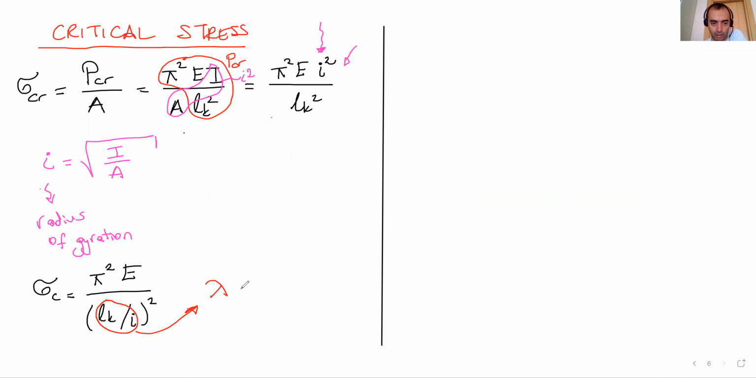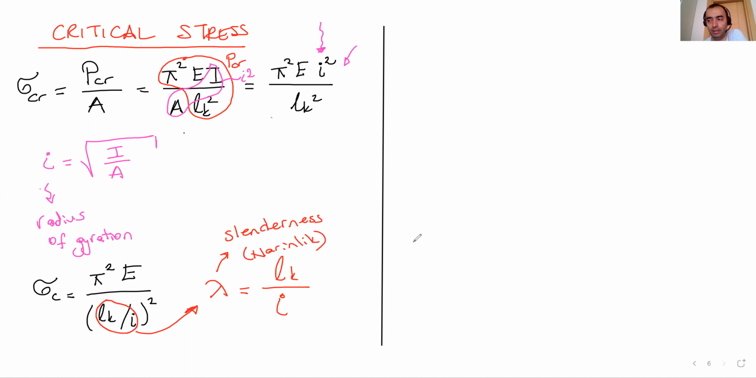Lambda is LK over I. What is lambda? Slenderness. Slenderness is in Turkish narinlik. Okay. Buckling length over the radius of gyration gives us the slenderness.